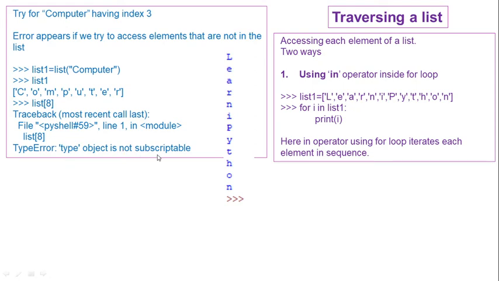Type object is not subscriptable. That means simply we can say we don't have an element at the 8th index of the list.